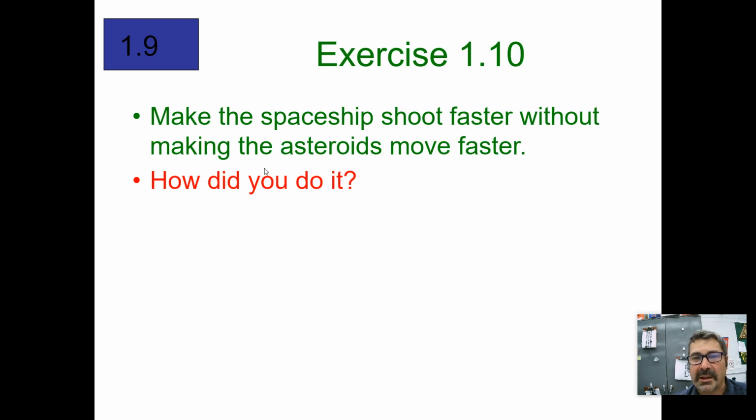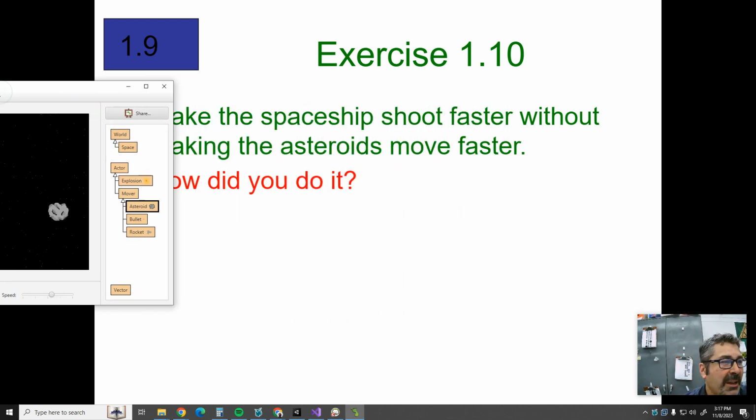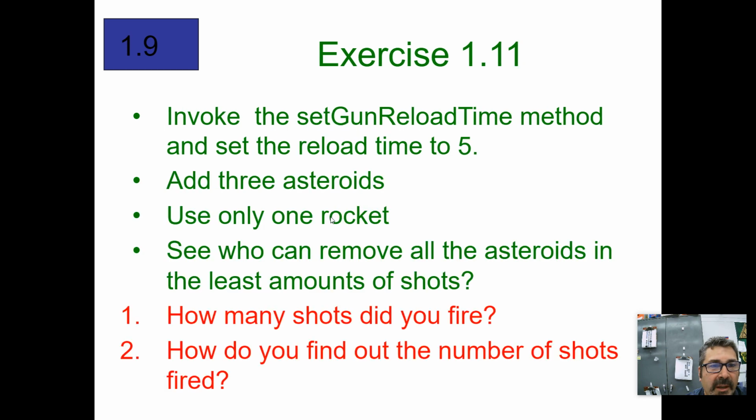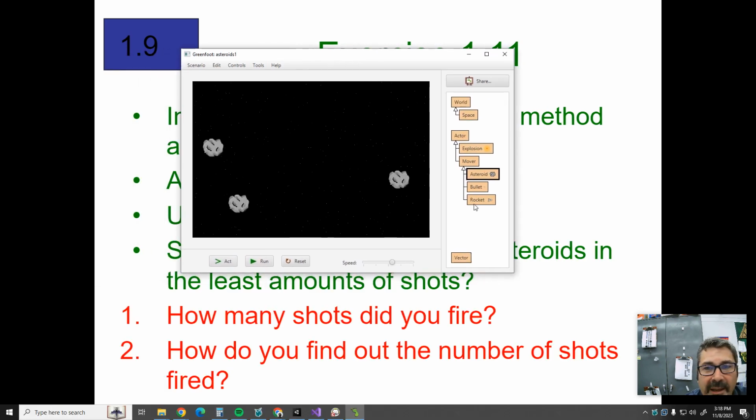Okay, so if it were me, I would try to make the spaceship shoot faster without making the asteroids move faster, right? So you can come over here and hit run, and shoot faster, but the asteroids also move faster. So how can you make the spaceship shoot faster without the asteroids moving faster? Okay, answer that.